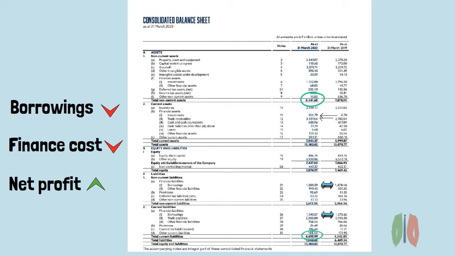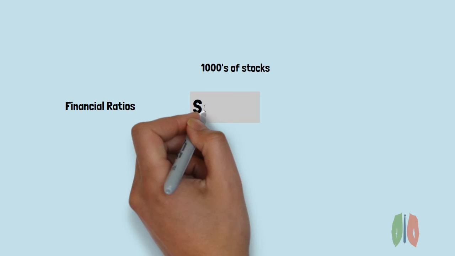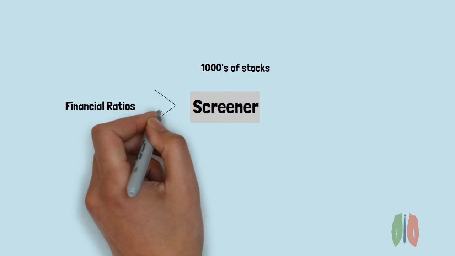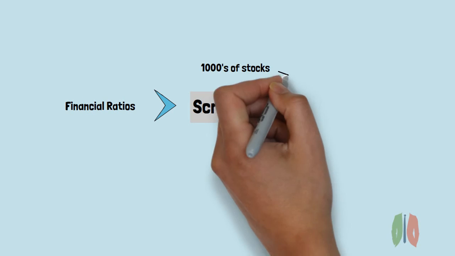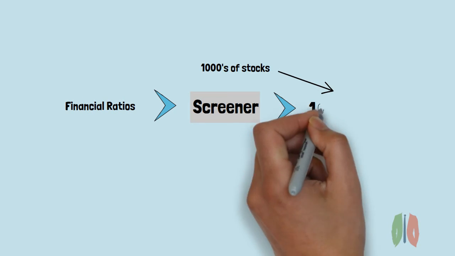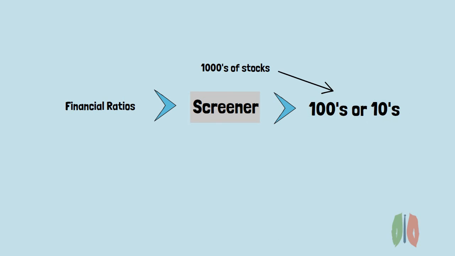So we have seen the income statement, balance sheet and cash flow statement. There are thousands of companies in the stock market. We cannot just go through every company and see the financial results and all these things, which will take a lot of time. So in order to keep it simple, there are financial ratios which are derived from these three statements, which we will be seeing in the upcoming videos. With the help of financial ratios, we can filter out thousands of stocks to hundreds or tens by using a screener, which we will be seeing in the upcoming videos.